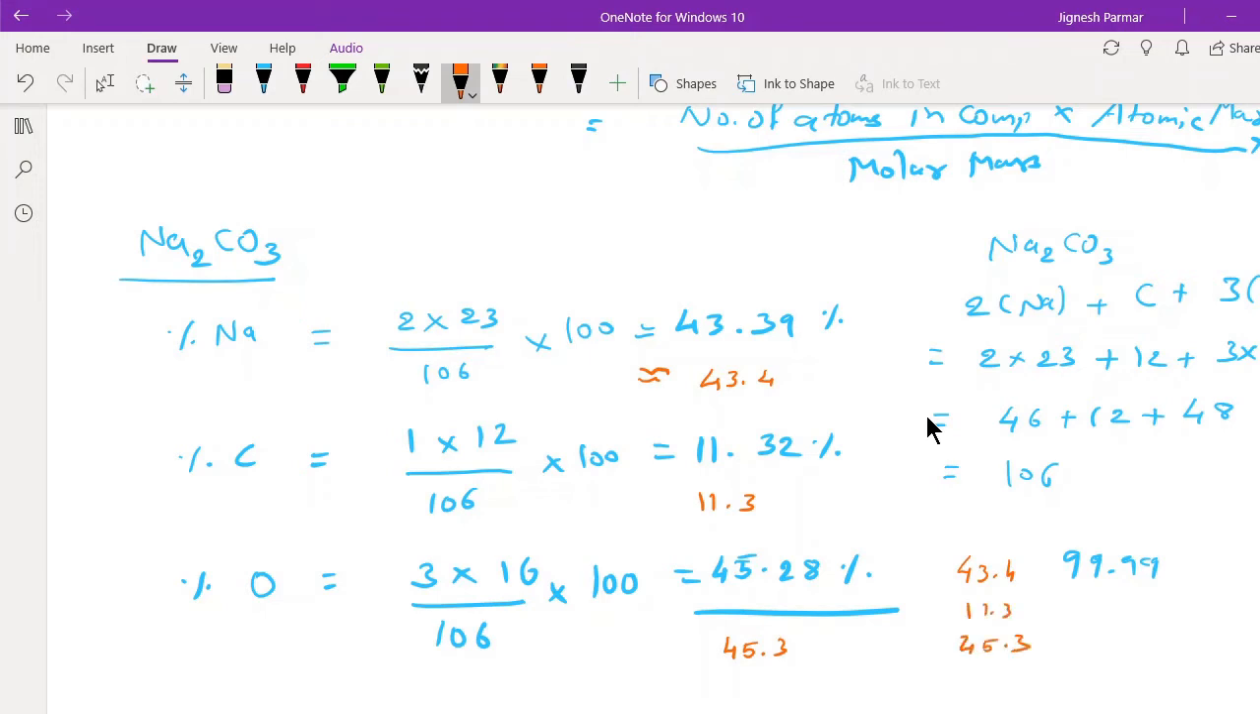Any compound's total percentage of atoms will be 100. So 10, carry 1; 5 and 1 is 6; 6 and 3 is 9, and 1 is 10, 0 carry 1; 4 and 4 is 8, and 2 is 10. So this is 100%. This is how we can find the percentage composition of the following compounds. So dear students, this is the way you have to make sure.